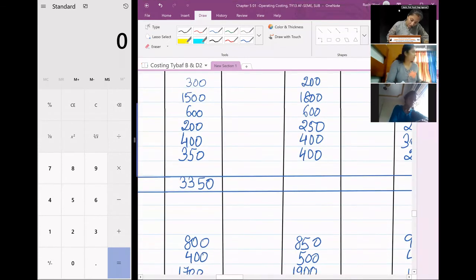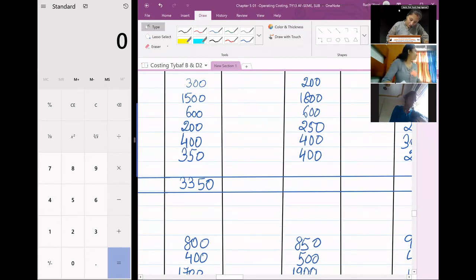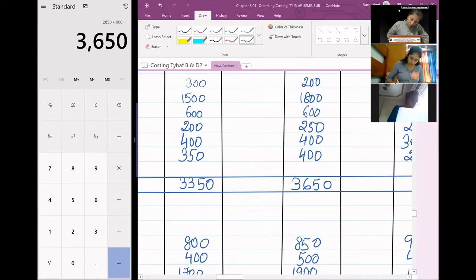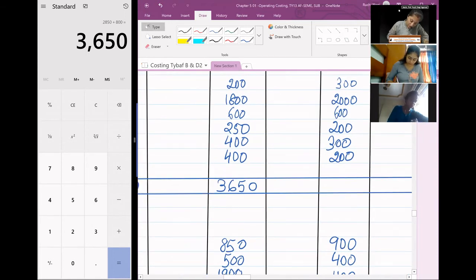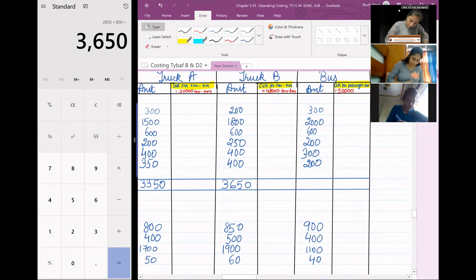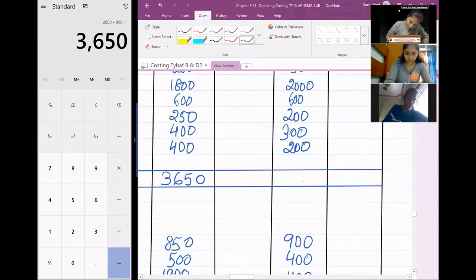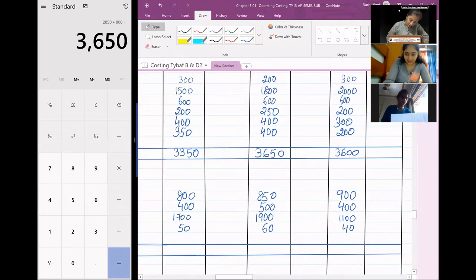Then next, 2600, 2850, 3650. Next, Haniksha has already calculated. Thanks, dear. 3600. Okay. Do check the totals, okay? Yes. Then variable cost.